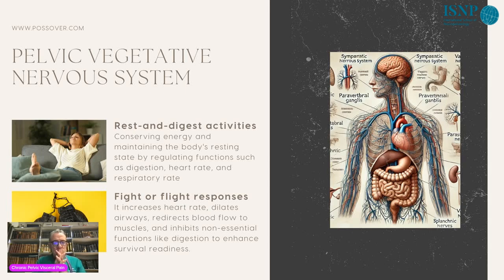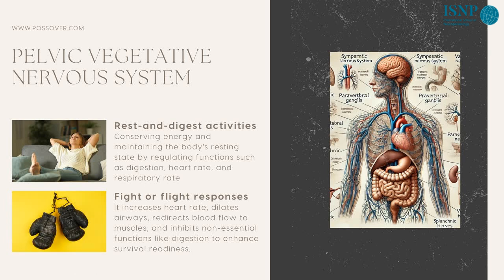So, today, we are not talking about the somatic nerve, endometriosis of the sciatic nerve, or schwannoma, or pathology of the somatic nerve. We are talking about the pelvic vegetative nerve system. And in the pelvis, you have two vegetative nerve systems. One is the parasympathetic nerve system, called the rest and digest nerve system.